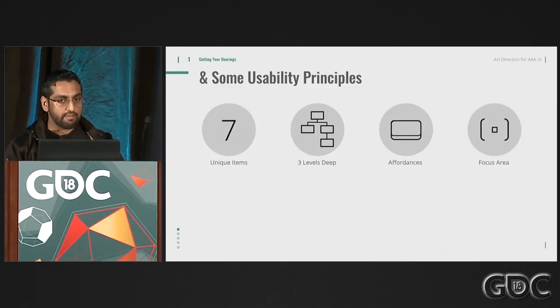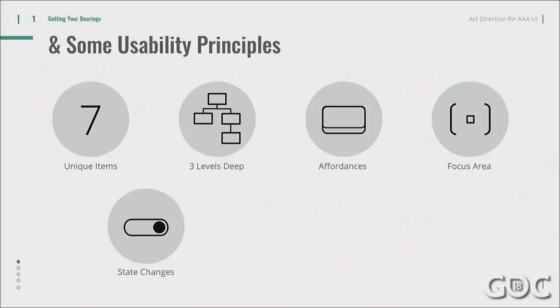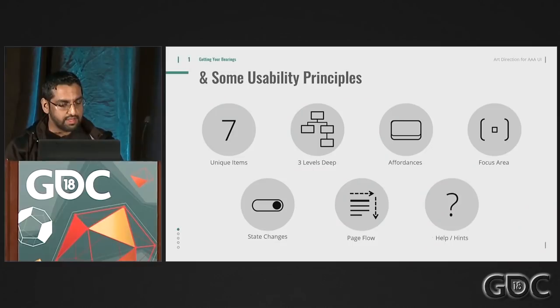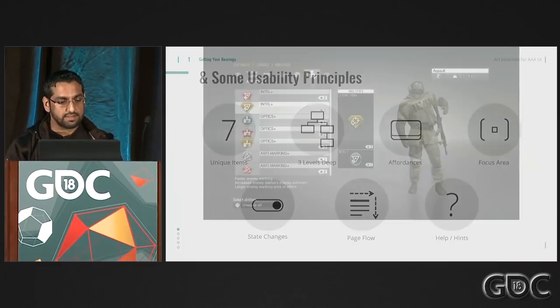Focus area, you always want to have a focus area in your UI so that people know what they're actually looking at. If you just had the screen and nothing was highlighted, people get confused. It's like, am I supposed to do something here? Did it go wrong? So you always want to have a highlight or some kind of button to show a focus area. You want to make your state changes clear. So you know when you click on something, it looks different from when it's unhighlighted or unclicked. You also want to have a page flow so that your information has a hierarchy going from top left to bottom right. And you always want to provide helps and hints.